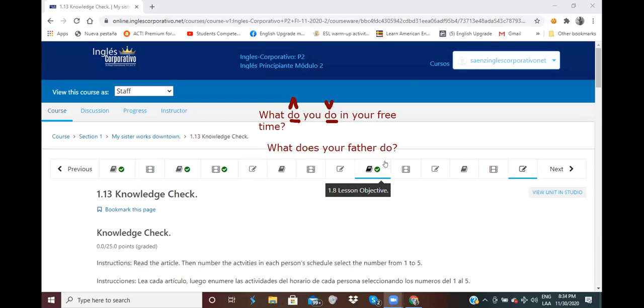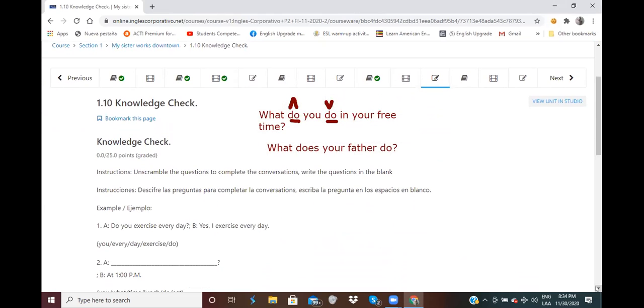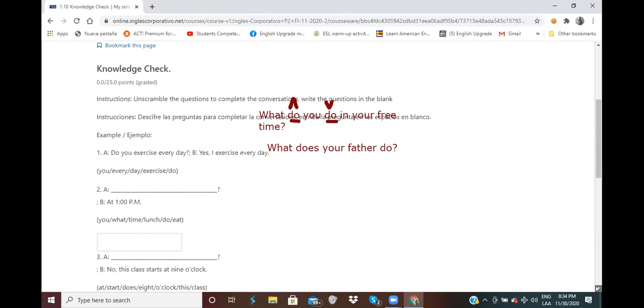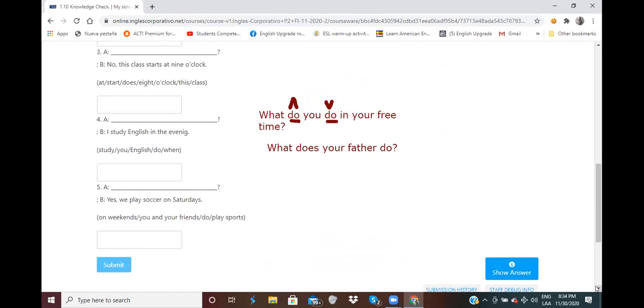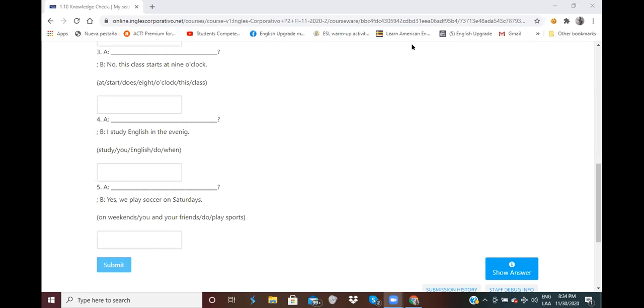Thank you. Let's continue, guys. We're going to look at the next question, which is the knowledge check. Now, for the knowledge check, we're going to be looking at this section right here, unscrambling the questions. Vamos a poner las preguntas en su orden correcto. Yo sé que algunos de ustedes ya la hicieron. Si ya la hizo, ayúdele al compañero. Ready? All right, let's go.